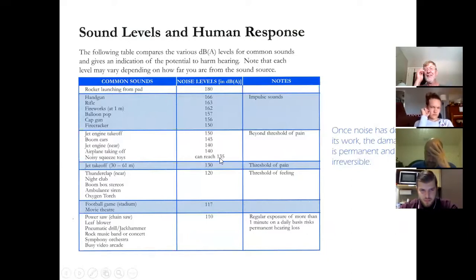Look at this one. They have laws now about this for babies. Squeaking toys, loud toys can cause permanent noise-induced hearing loss in children. So now people are becoming more aware of that. Okay? Thunderclap nearby, nightclub, boombox, stereos, all of them are around 120. Football game, stadium, it can get pretty loud.